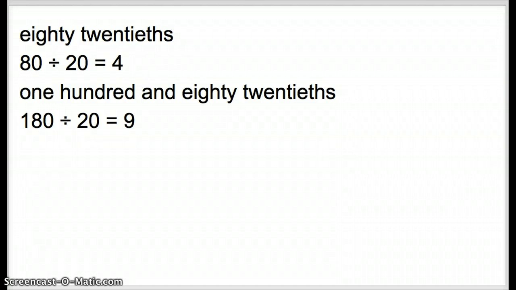20 goes into 100 five times. You need 4 more 20s to get to 180. So it would be 9.